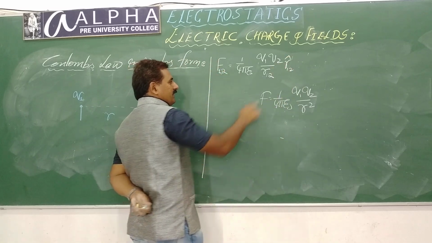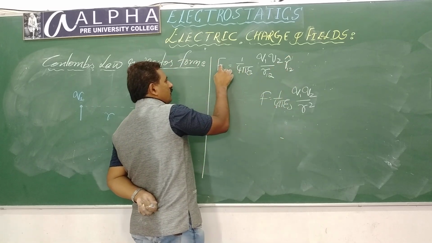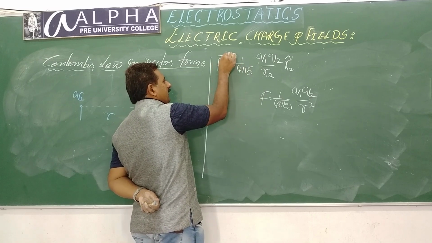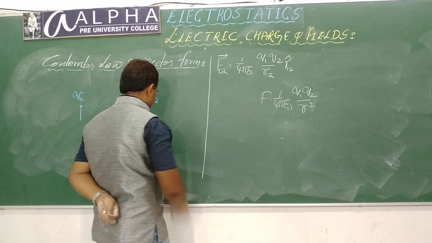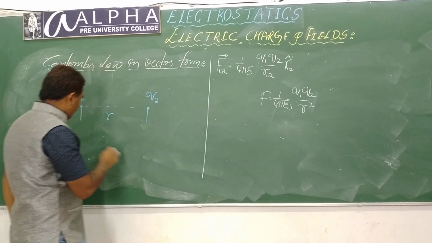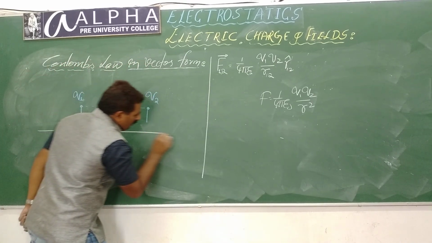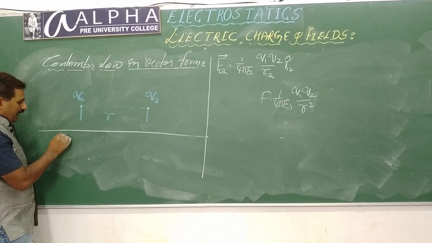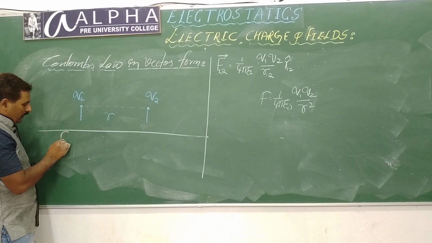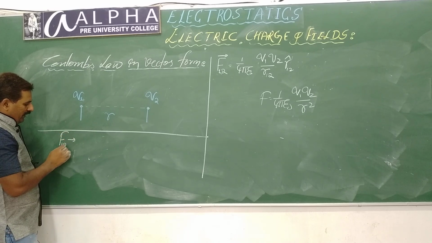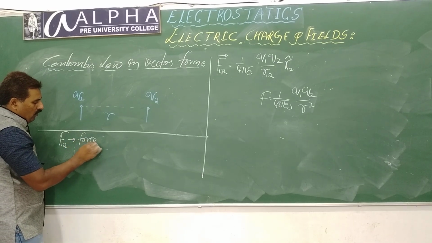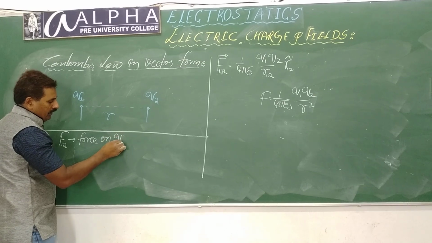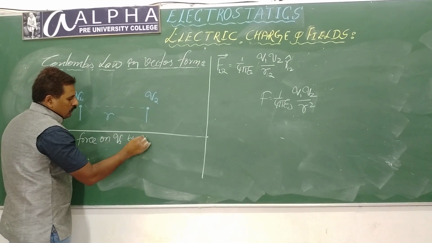R12 cap. What is this cap? Unit vector. So how do you write a vector? Writing like this, right? So we use subscripts. Whenever I use subscripts, you have to think like this. Let me write here F12. What is F12? Whenever I write F12, you think force on Q1 by Q2.